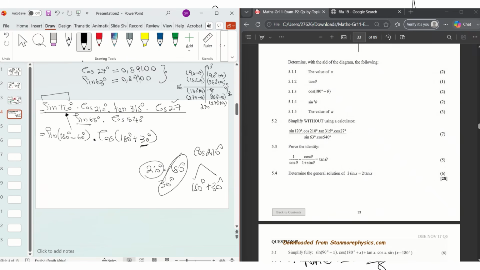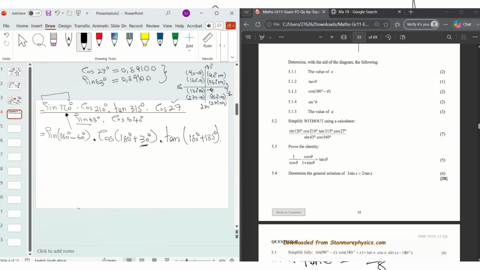Same as for this one. How did I get 180 minus 60? I said 180 minus 120, that gave me 60. So I know that I must subtract 60 from 180 in order to get the 120 that was given to me. That is how you do reduction, guys. Okay, let's continue. Multiplied by tan. Again, we have tan there, so we can say 180 plus 135.